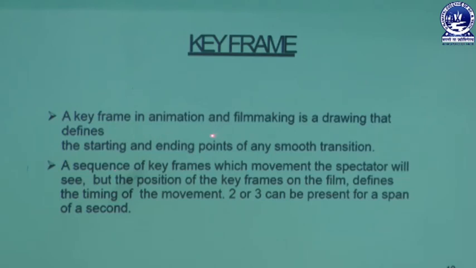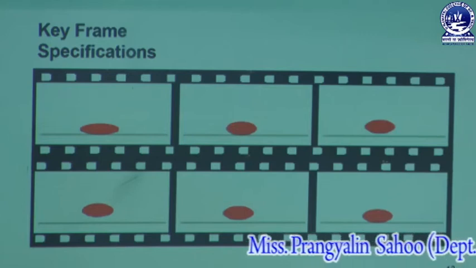A keyframe in animation and filmmaking is a drawing that defines the starting and ending points of any smooth transition. That means it provides only the time quantum from starting to end points. Also, the spectator sees a sequence of keyframes as motion. The position of the keyframes on the film defines the timing of the motion. Two or three can be present for a span of a second. That's your keyframe.